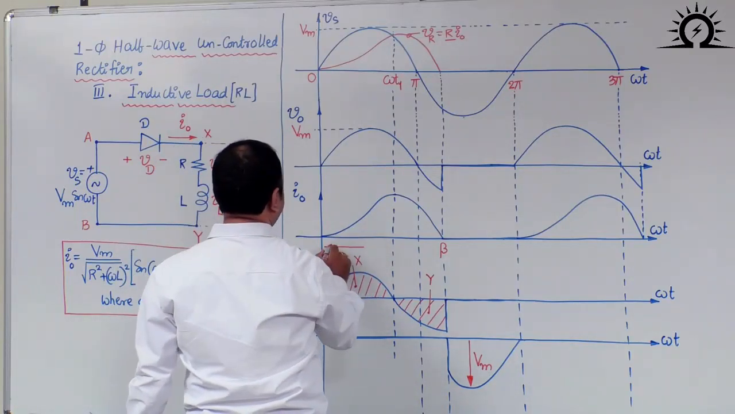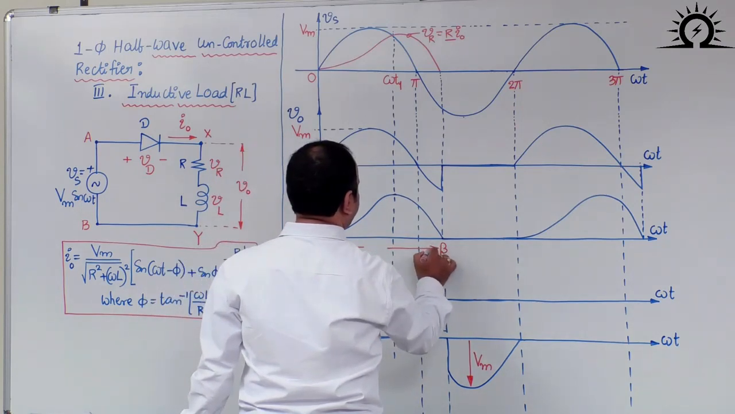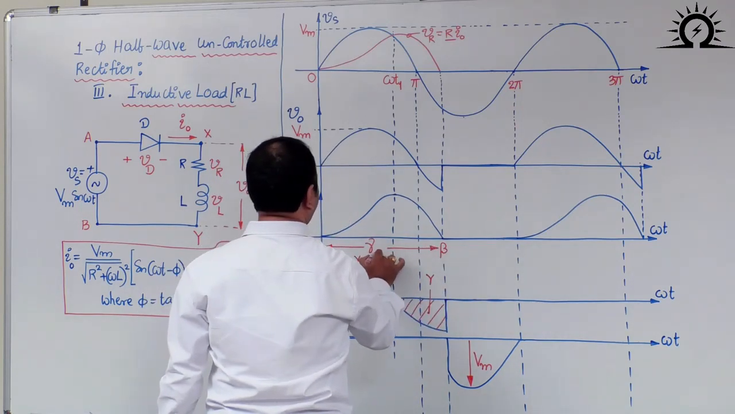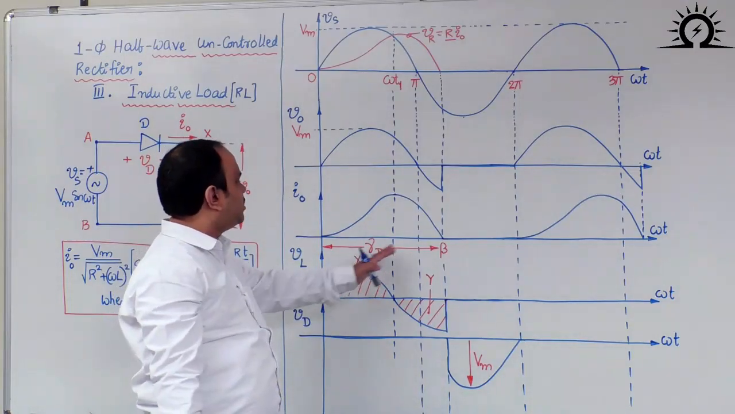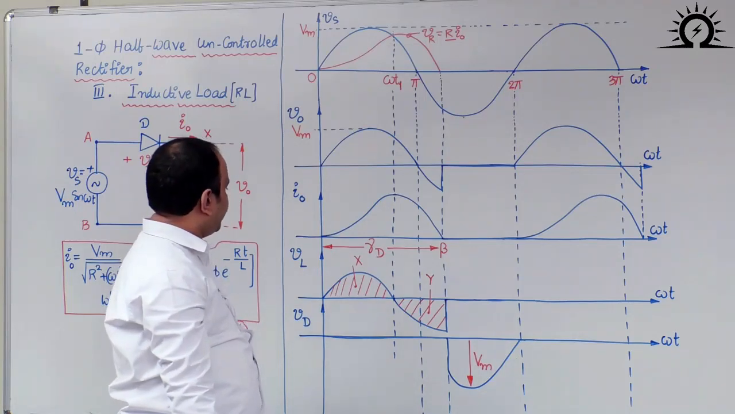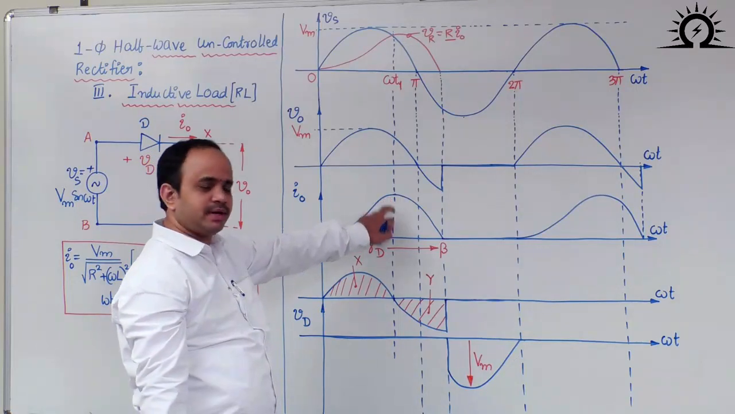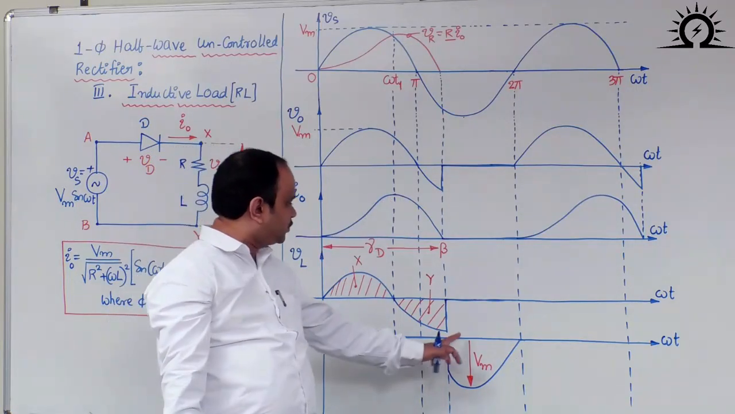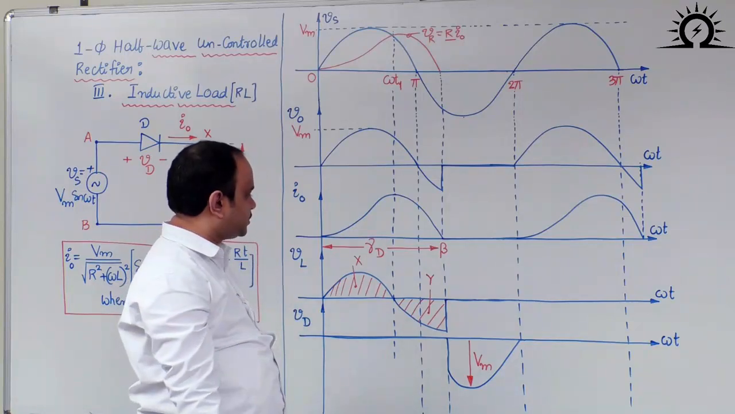What are the important takeaways from this particular waveform? Conduction angle is important. You have to measure the conduction angle first, that is gamma d. Conduction angle, generally gamma d, is after pi. What else? I0 is maximum at omega t1. Peak inverse voltage is equal to Vm.